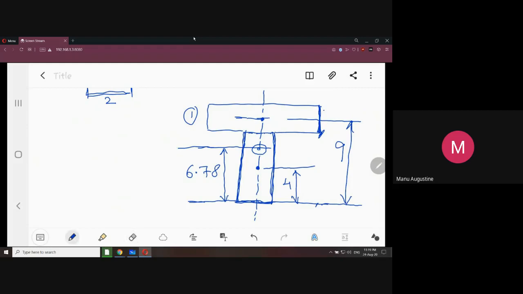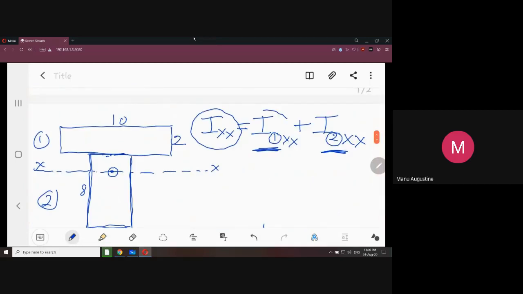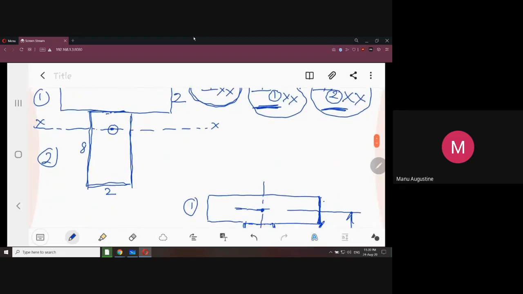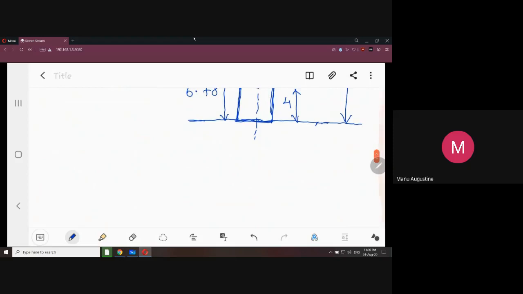Now, what are we going to achieve with all this dimensioning? Let us see. This is what we are going to do. We have to first find I1xx, then find I2xx, and add them together to get the overall Ixx. So how do we do that? First of all, let us set about finding the value of I1xx.